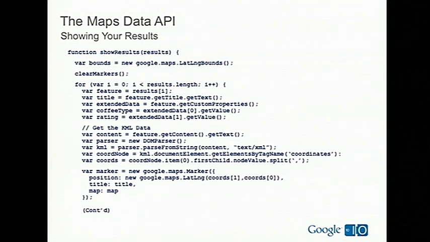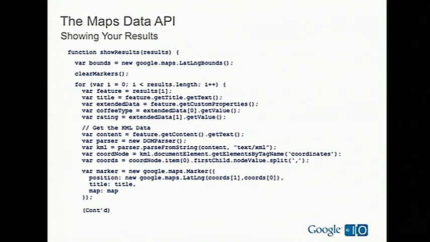So I've gotten back a bunch of features as an array, so I will call show results with those results. What I'm going to do first is create a lat long bounds object. The reason I'll do that is that I'm going to try to center the map on all the places that I've searched, and I'm going to expand the bounds with each feature that I return. I'm also going to clear the markers, which is just a little trick, so I'm going to clear any previously existing markers.